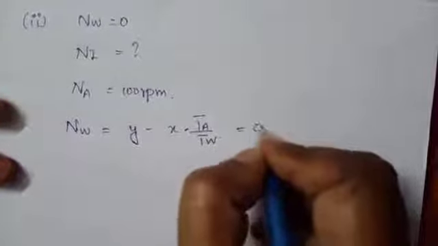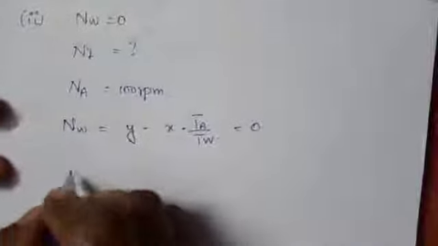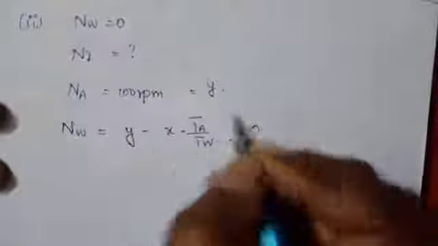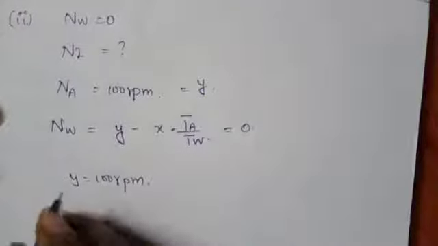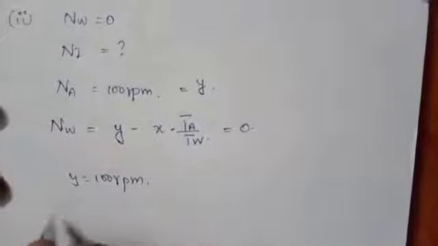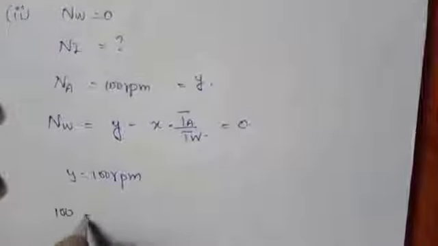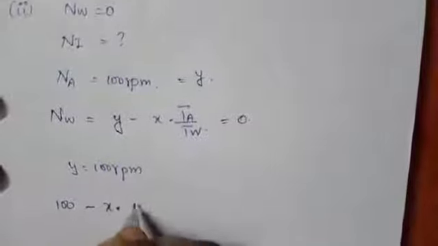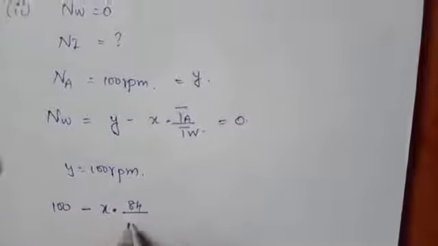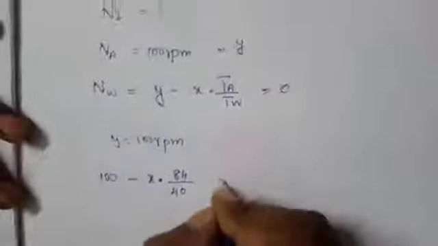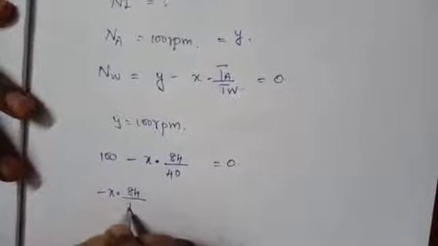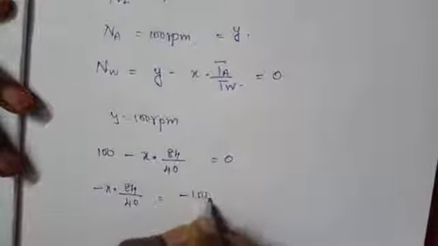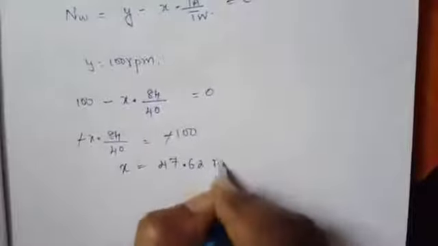So this is equal to 0 because the wheel is fixed, and Na is nothing but your y. So y equal to 100 rpm and Nw is 0. So what is the value of x you need to find out. So 100 minus x dot Ta is 84, Tw is 40. This is equal to 0. So minus x dot 84 by 40 equal to minus 100. So minus minus will get cancelled. So x equals 47.62 rpm.